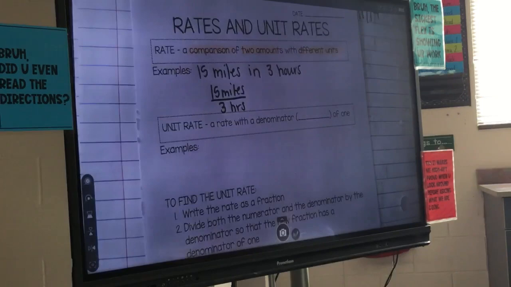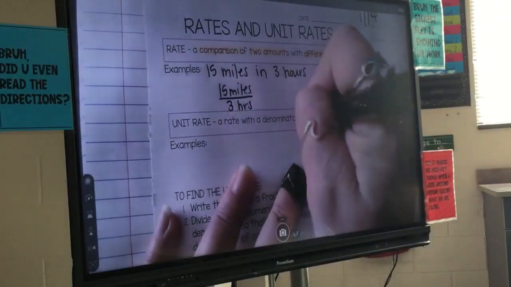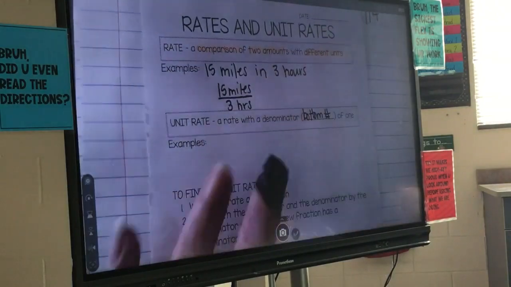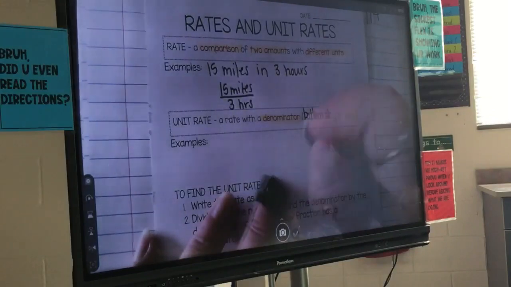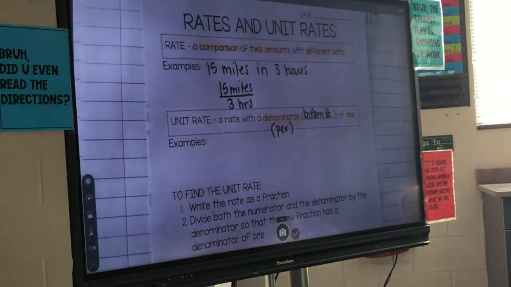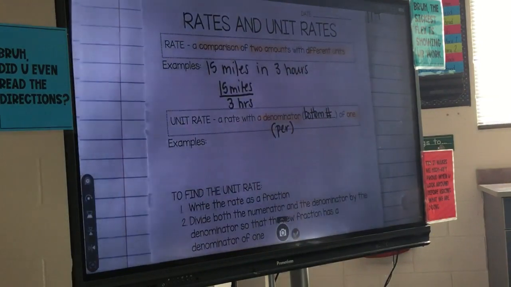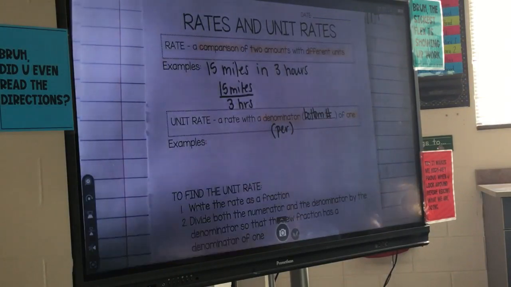Unit rate is a rate with a denominator or bottom number of 1. All right, and also remember the word per. That's a big thing. So per 1, per gallon, per mile, per second, per foot, per whatever. Okay, so if you see per, then you know that it's going to be a unit rate.